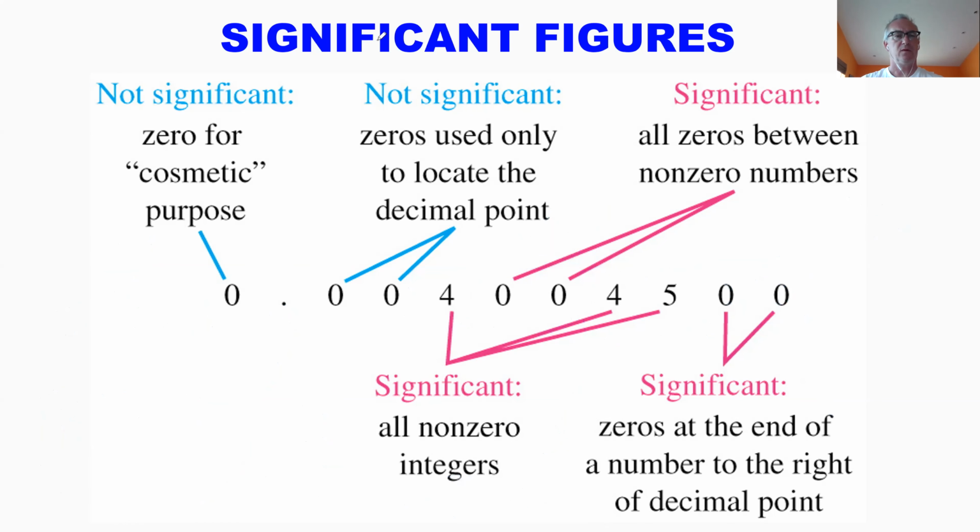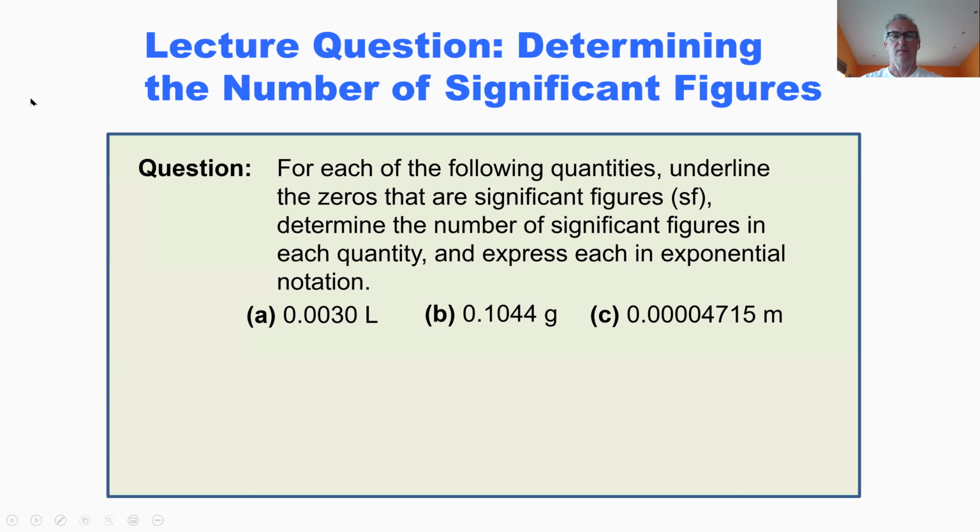Okay. Yeah. All right. So you should be familiar with this, hopefully, at this point. So A, how many significant digits do we have? 2. Yep. And B, how many do we have? 4. And C? 4. Right. Because none of these zeros are significant. They're just placeholders to tell us how big or how small the number is.